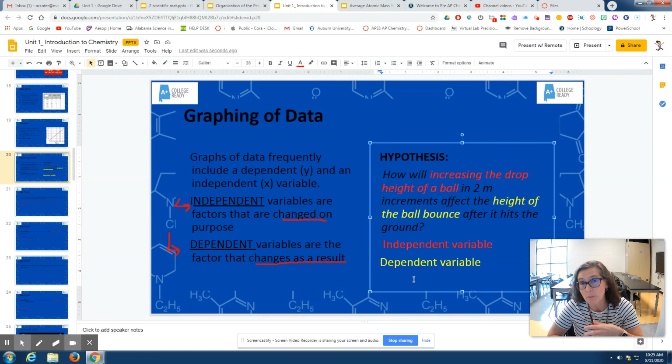The dependent variable, on the other hand, is the thing that changes as a result of that. So as a result of taking that ball up higher and higher, we're going to watch what happens to the height of the bounce. So the height of the bounce is our dependent variable. The drop height is our independent variable.